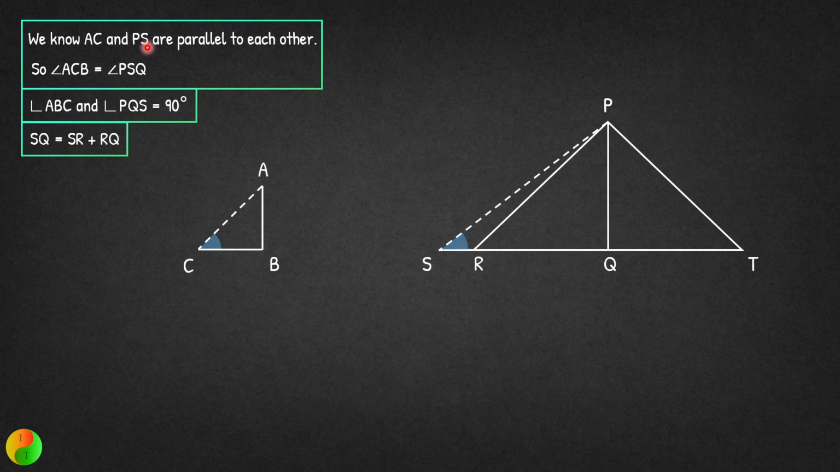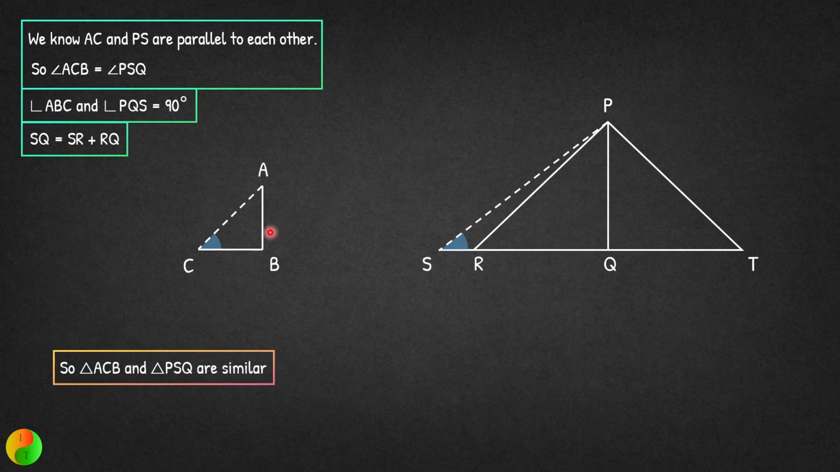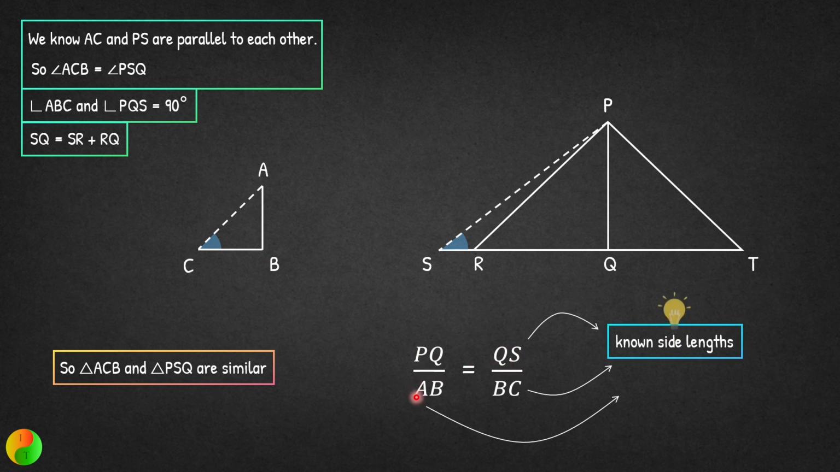We know AC and PS are parallel to each other since these represent the rays of the sun. So angle ACB and angle PSQ are equal. Also, angle ABC and angle PQS are right angles. And here SQ is equal to SR plus RQ. So triangle ACB and triangle PSQ are similar to each other by the AA rule of similarity. We also know that for similar triangles, the ratio of corresponding sides are equal. So we have written PQ upon AB equals QS upon BC. And out of these four sides, three sides are of known length.